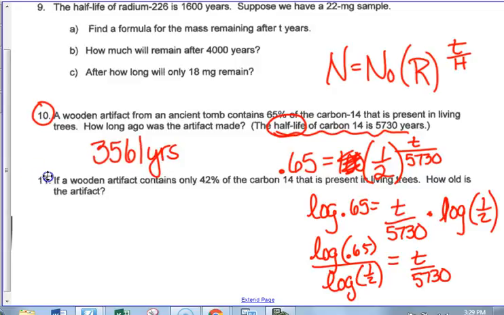Okay, guys, number 11, you use 42%, but you still use the 5730 for the half-life, okay?